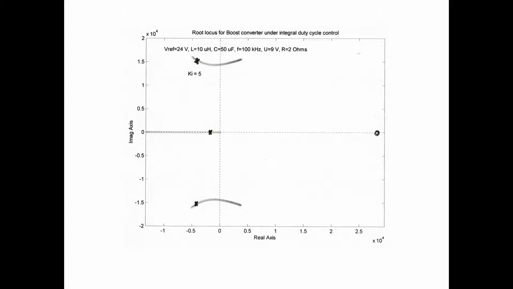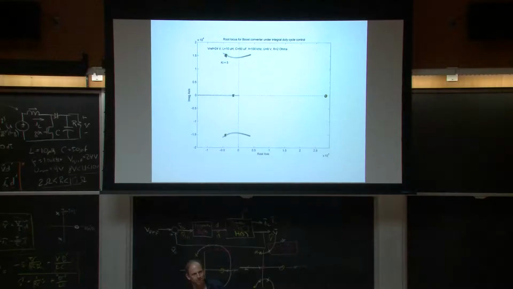And I plotted this for a bunch of different values, increasing values of Ki. So this root locus that I was sort of showing you, I've calculated for a bunch of different values of Ki. So you can see what will happen. If I make Ki too big, I will get instability. Okay?